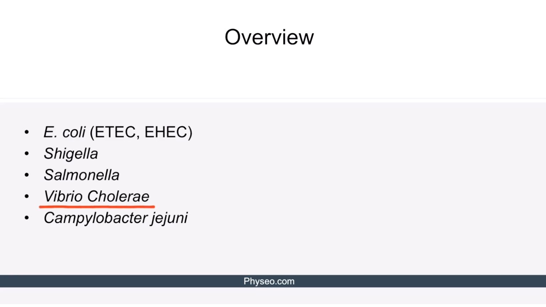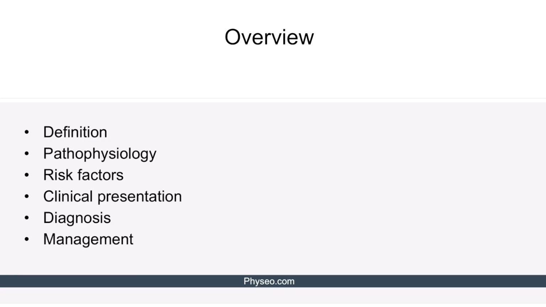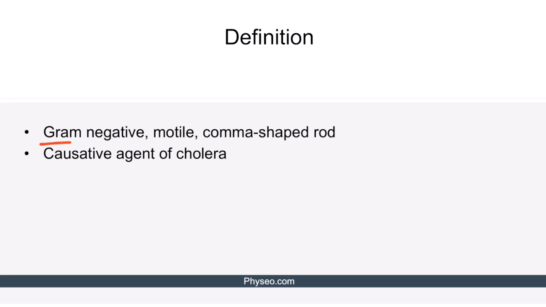Let's move on to Vibrio cholerae. Once again, we'll go through the same sequence, starting with the definition. Vibrio cholerae is a gram-negative, motile, comma-shaped rod. As we just mentioned on the previous slide, it's the causative agent of cholera.